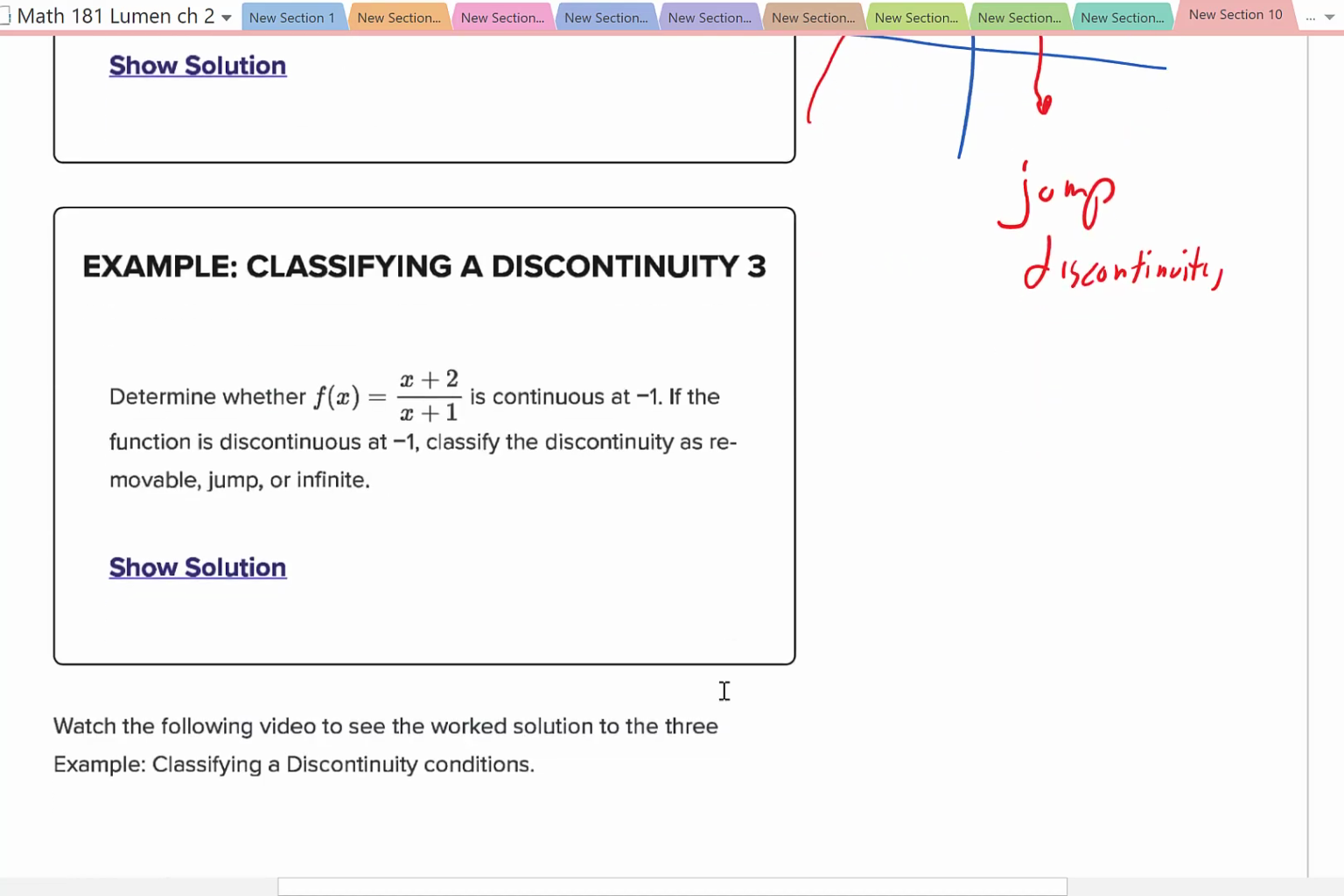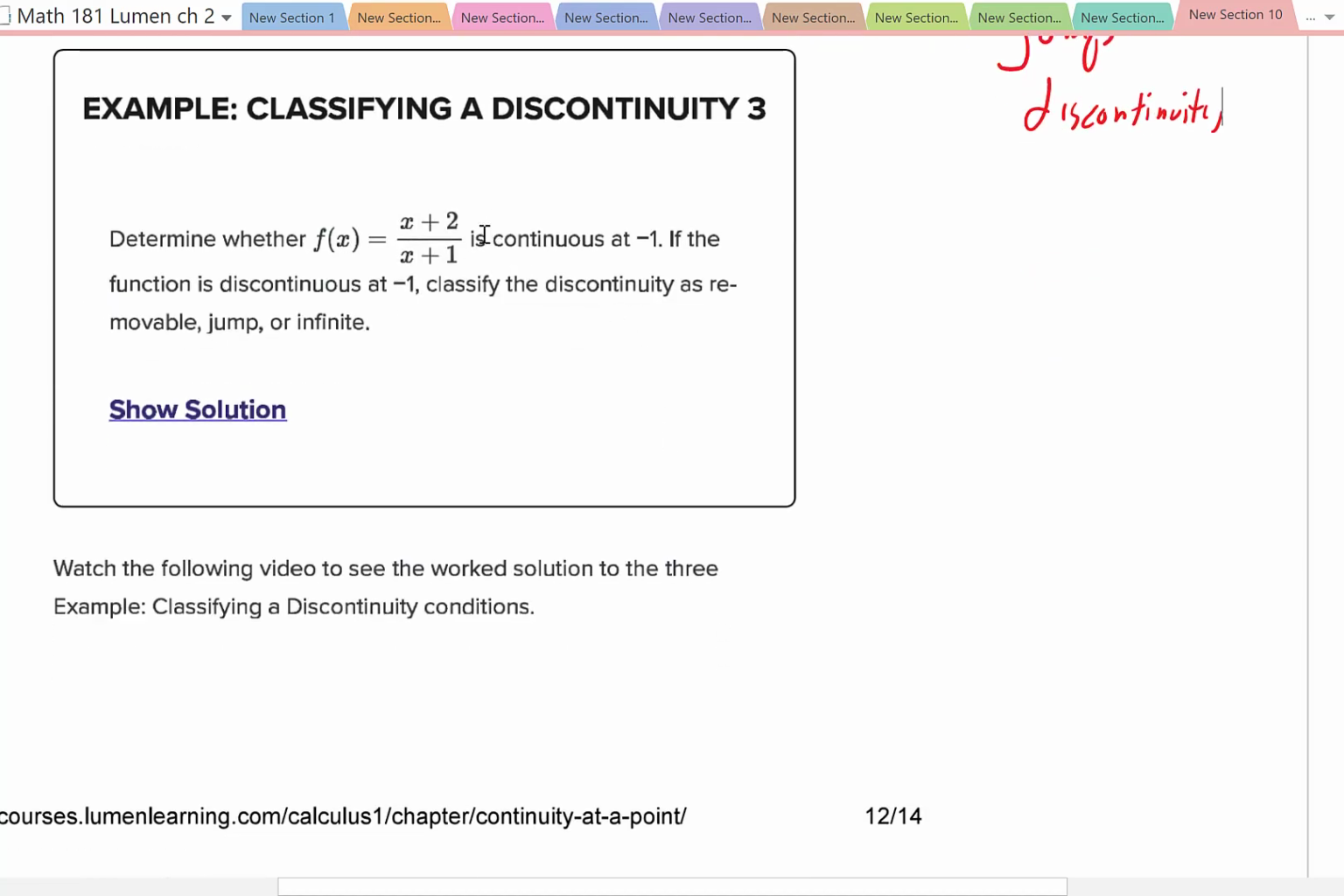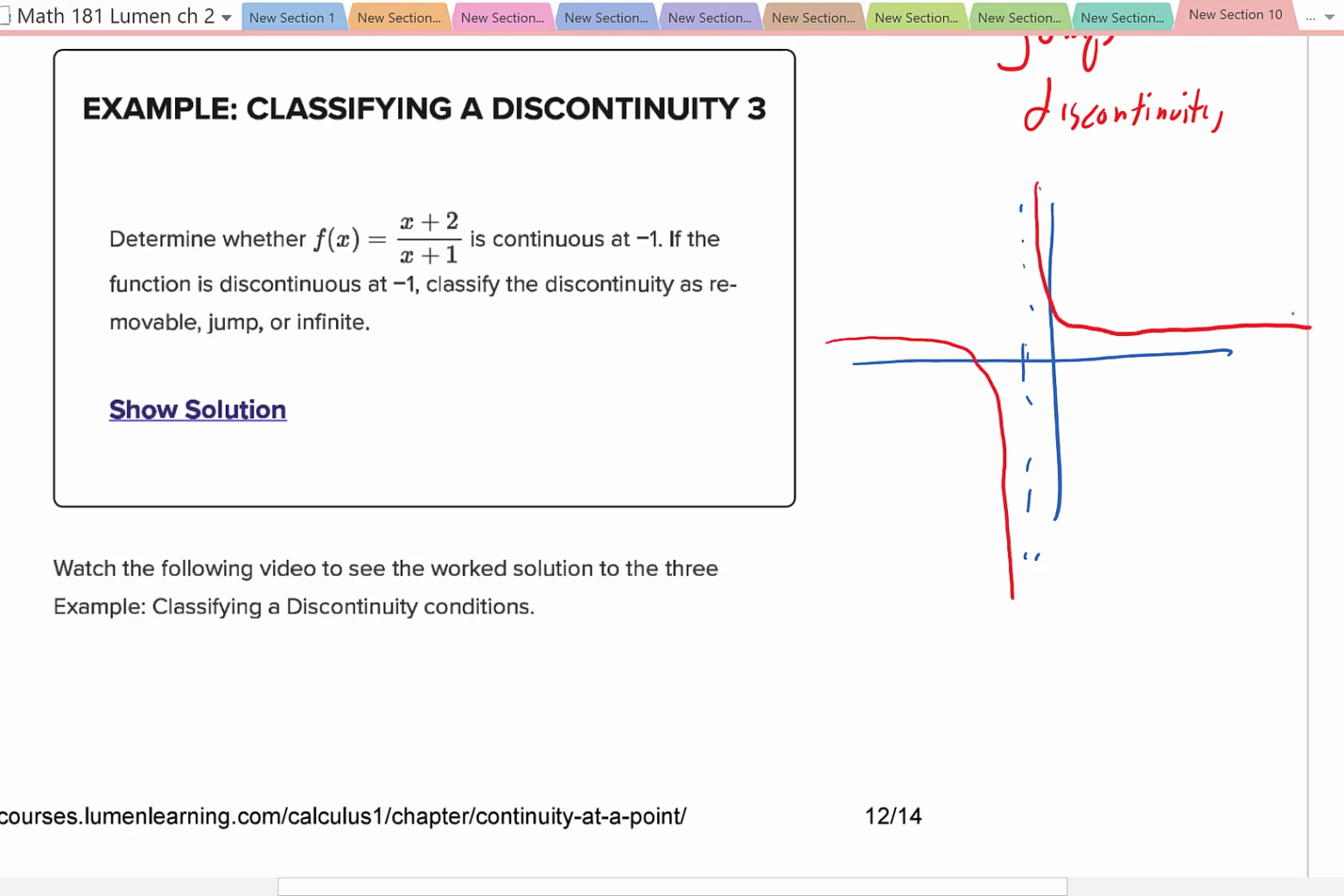And how about this one? Well, is it continuous at -1? Well, -1 is where we have 0 in the denominator. So we would have a graph looking something like this. That's a vertical asymptote. And I believe this would be going down here. There. So this would be an infinite discontinuity.